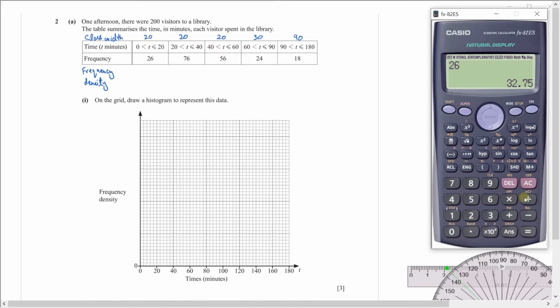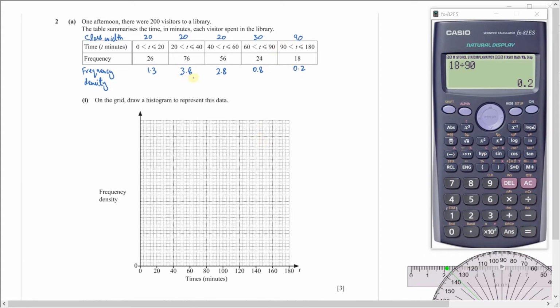So frequency density is frequency divided by class width. So 26 divided by 20, 1.3, 76 divided by 20, 3.8, 56 divided by 20, 2.8, 24 divided by 30, 0.8, and 18 divided by 90, 0.2. So these are your frequency densities.